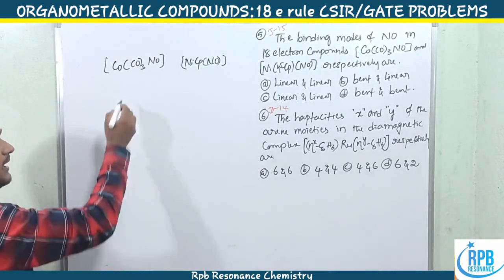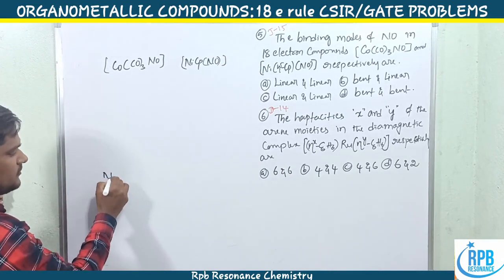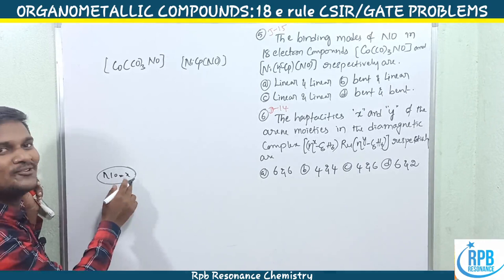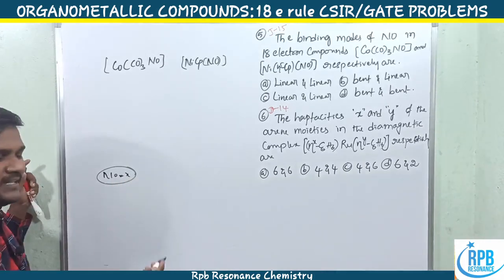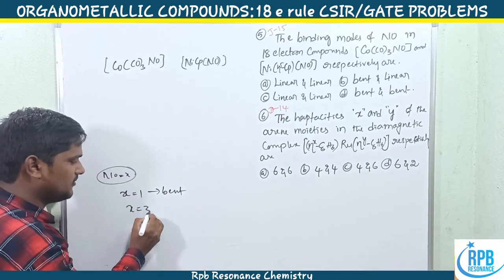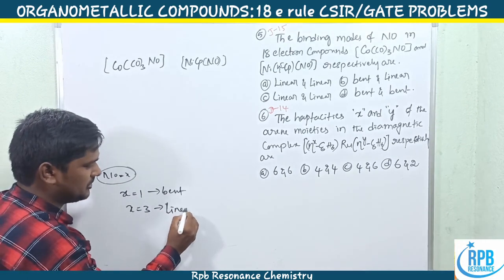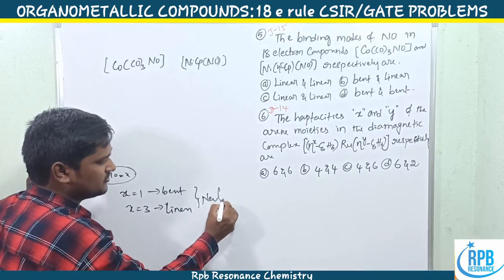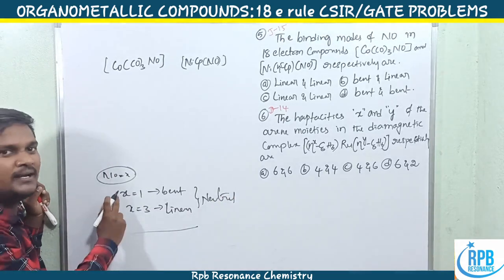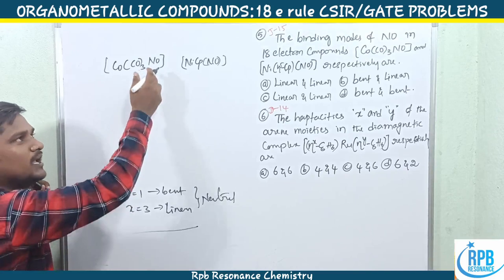Let us assume the nitrosyl ligand is X, and then we will find the X value. If X is equal to 1, then that is bent. If X is equal to 3, that is linear. In the neutral method, we know this is the electron contribution from a linear nitrosyl and a bent nitrosyl. So let us assume NO is X.